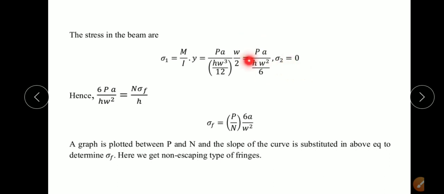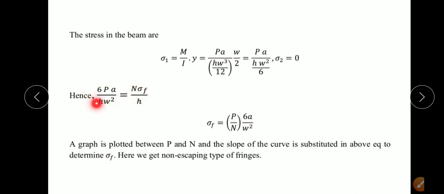So what you do, this term is going to be substituted in the stress optic law. Okay, 6PA by hW square. If you take 6 in the numerator, it will be 6PA by hW square. You can see that same equation, 6PA by hW square, which is equal to N sigma F by h. This N sigma F by h is nothing but the stress optic law equation, that is sigma 1 minus sigma 2, which is equal to N sigma F by h.